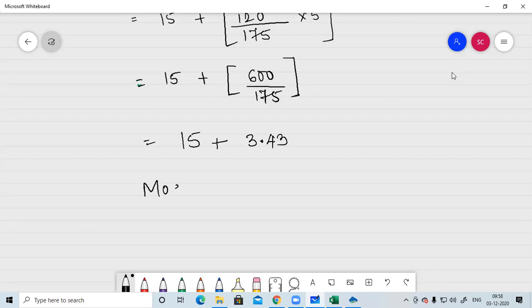So your mode is equal to 18.43. Have you all understood this? Yes, sir. Within a class or two children, okay? Yes, sir.